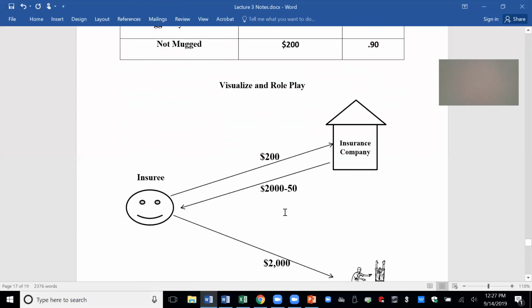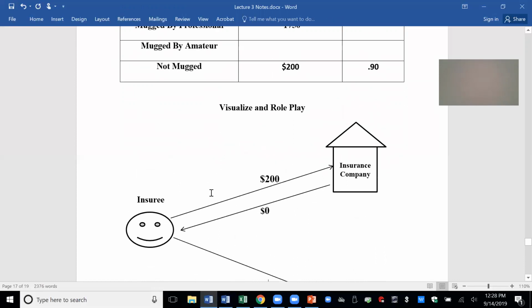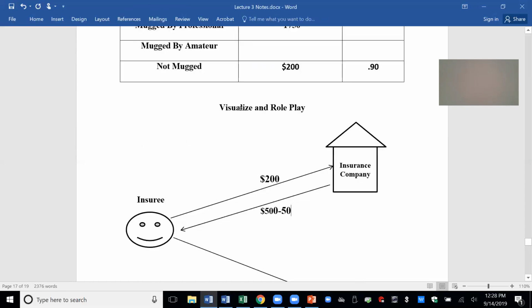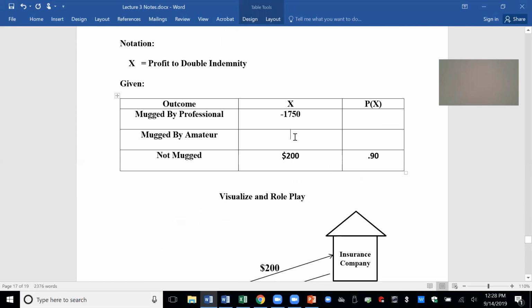If we get whipped on by an amateur, very humiliating. What happened? Wrote a check for $200 to the insurance company, got whipped on for $500, and we sent them $500 to cover the losses, less the $50 deductible. So 200 in, 450 out, we lose 250.